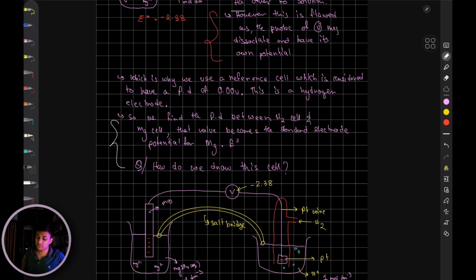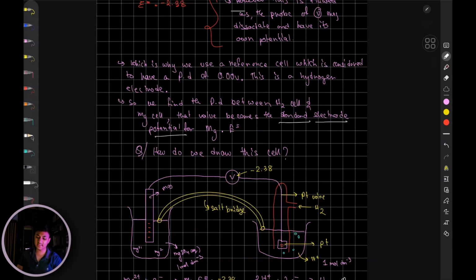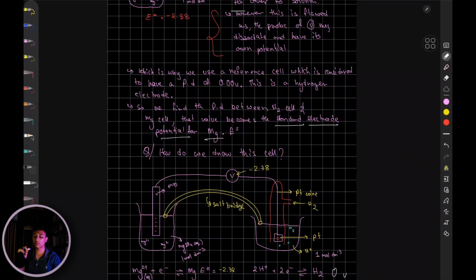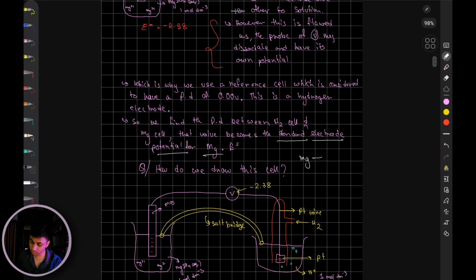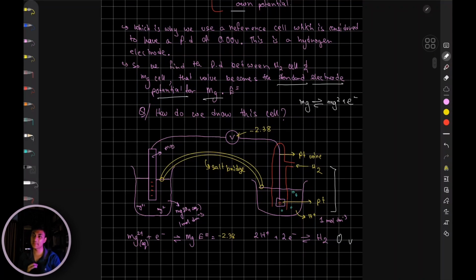So we find the potential difference between the hydrogen cell, H2 cell, and the magnesium cell. That value becomes the standard electrode potential for magnesium, right? So if I want to find the electrode potential of the magnesium and magnesium 2+ half equation, or this reaction, if I want to find the electrode potential of this equilibrium, what am I going to do? I'm going to compare this redox equilibrium with another redox equilibrium that is between hydrogen and H+ ions.